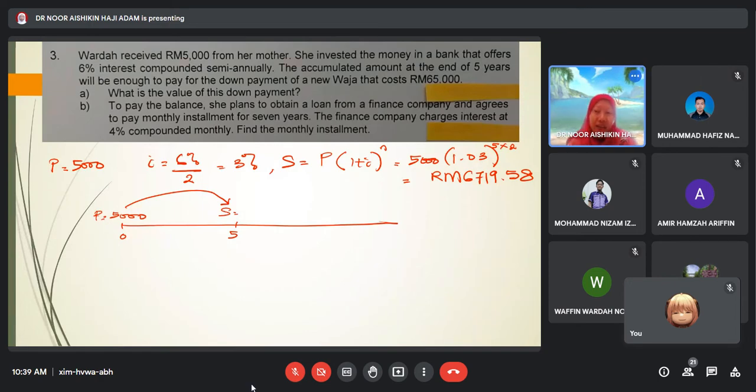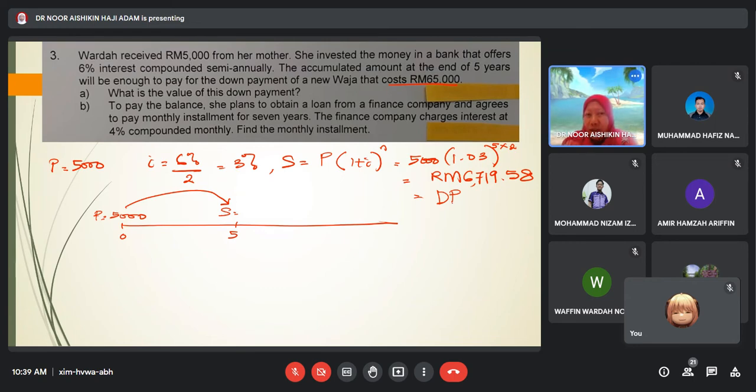Oh, so you all faham lah that this is not annuity. Nampaklah kan? Sebab tak ada R, the regular deposit atau regular investment in this case. So itu adalah amount terkumpul and that amount becomes the down payment of a car that she's buying. How much is the cost of the car? 65,000. Tapi dia baru ada 6,719 ringgit and 58 cents, and that becomes a down payment of the car.